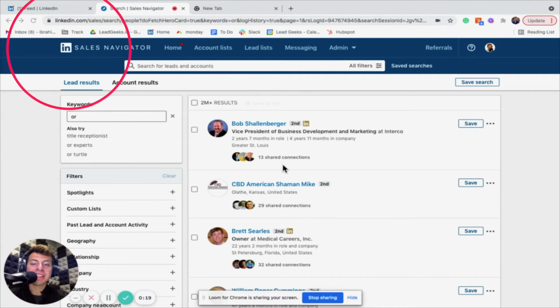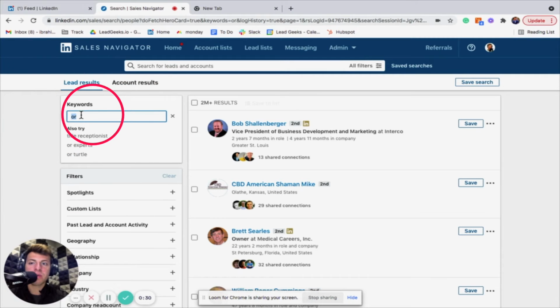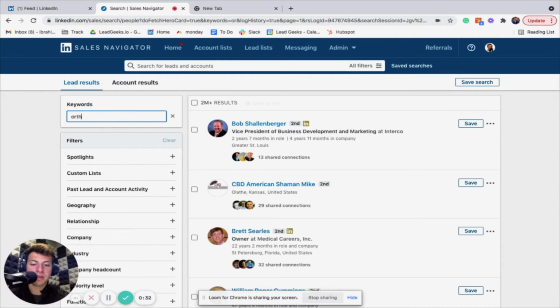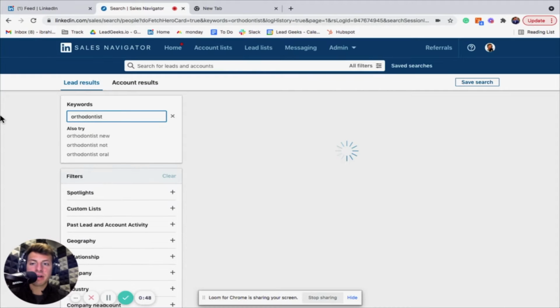So using LinkedIn, you're literally able to find who your ideal client is and then contact them directly using Sales Navigator. So for this example, let's pretend we're a marketing company, right, who's targeting orthodontists. So I'm going to find the owners and decision makers who are going to be in charge of hiring us and start this conversation with them all through LinkedIn. So type in orthodontist. Let's hope I spelled that correct.